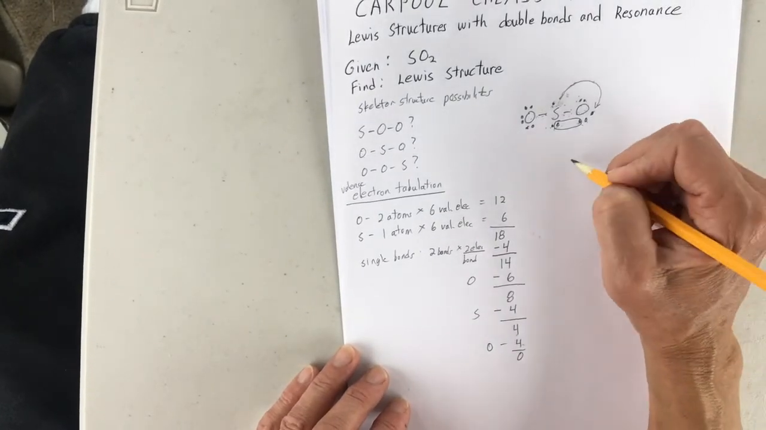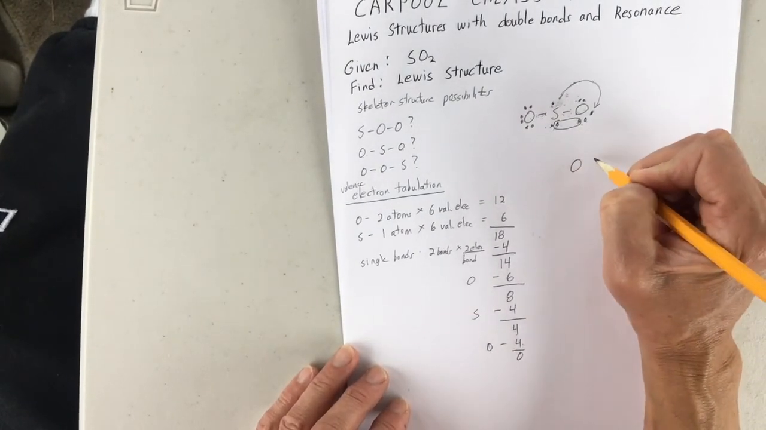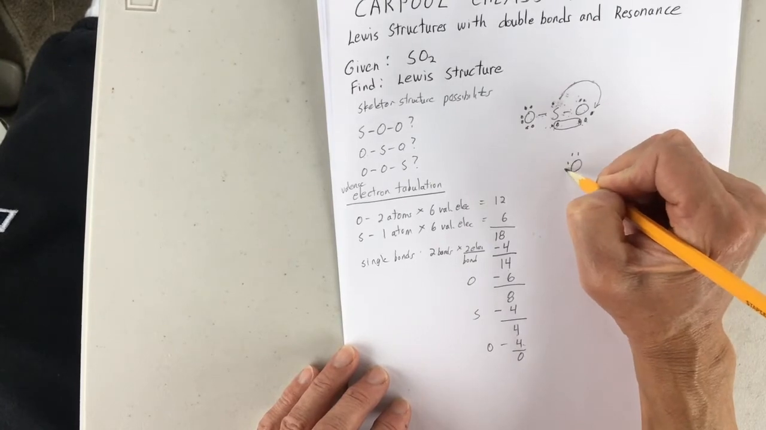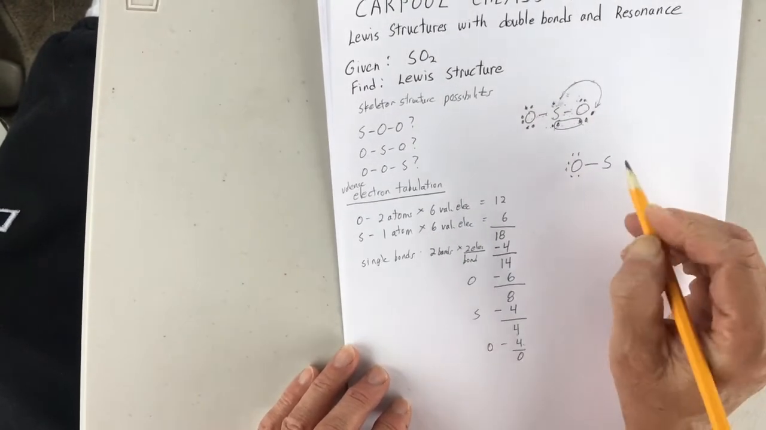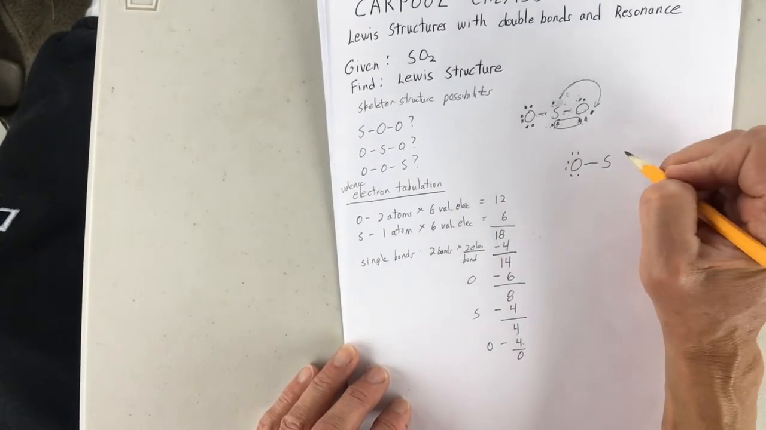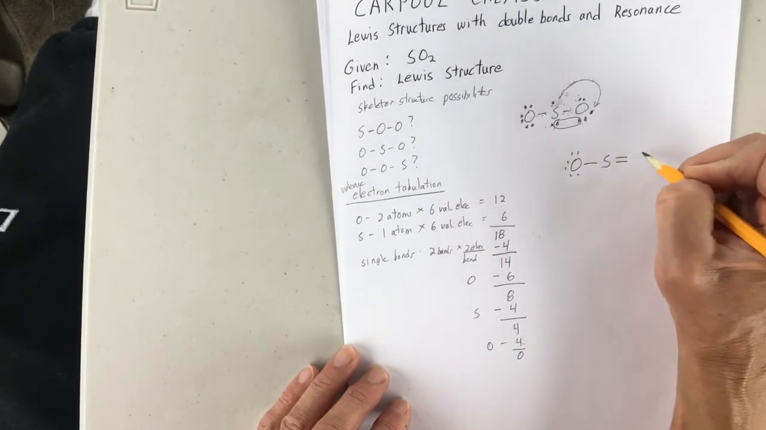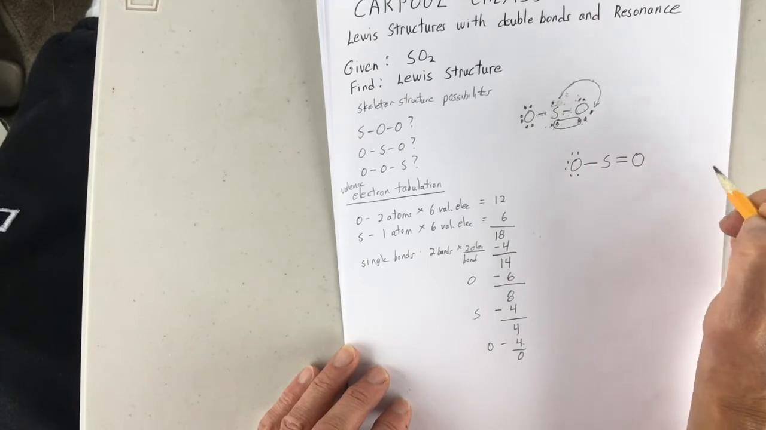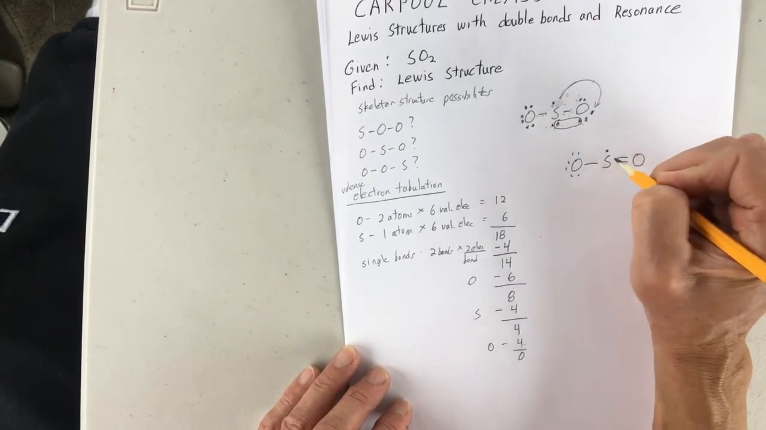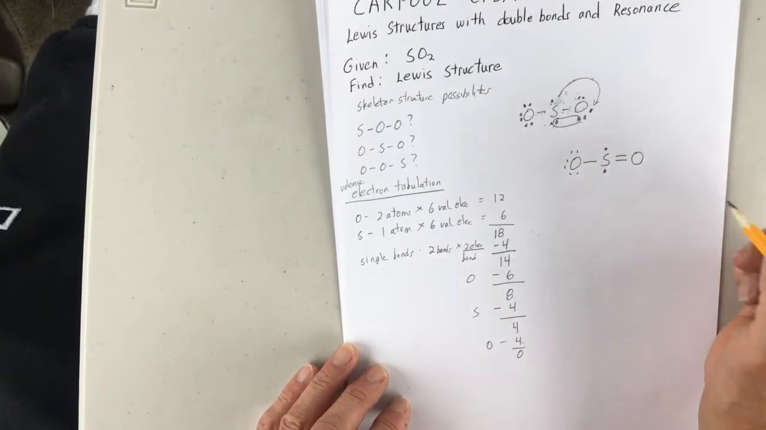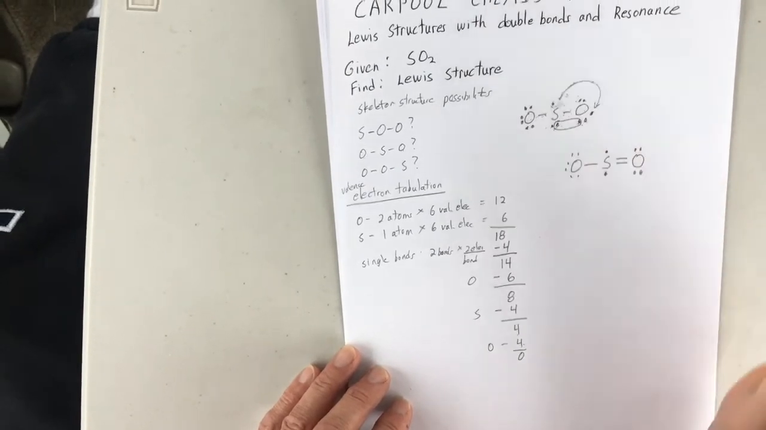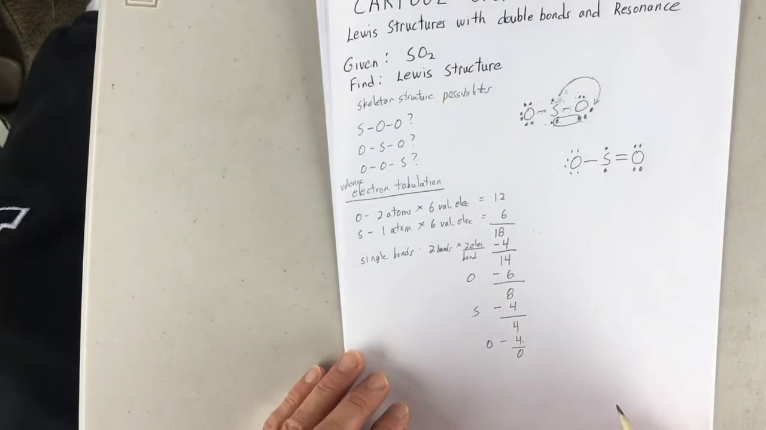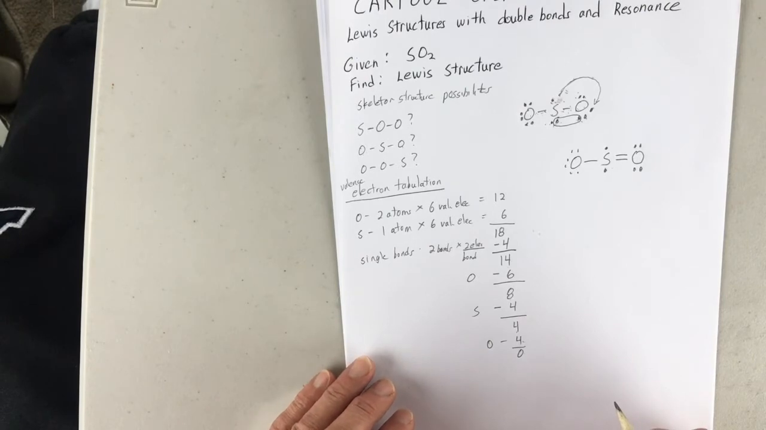If you want to clean that up, you can draw oxygen with 6 electrons around it with a single bond to sulfur, and these two lines here represent a double bond with the oxygen. Sulfur would have 1 electron, 2 electrons there. Oxygen has 1, 2, 3, 4. So there's our Lewis structure for sulfur dioxide.